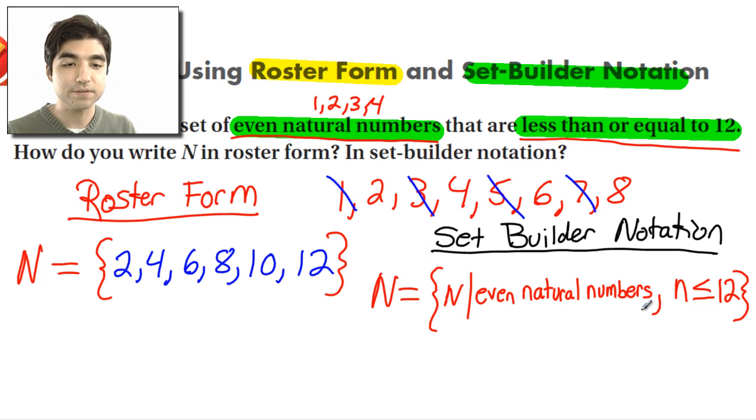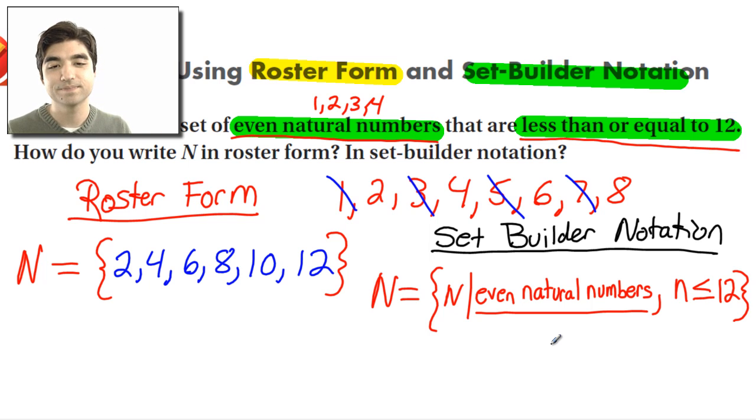So this set builder notation is the same thing as this roster form. So we know that the numbers is everything less than 12, but if we just had that, then we would have 11, 9, 7. We would have the odd numbers too. So we need to get rid of those. So that's why we add the even natural numbers. So that creates another constraint that keeps it 2, 4, 6, 8, 10, 12.